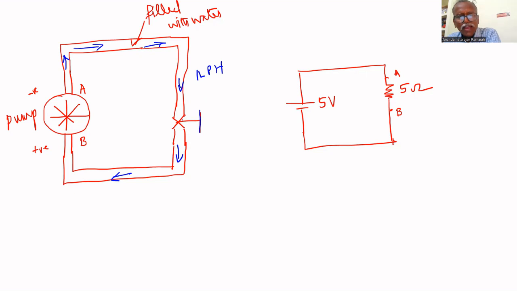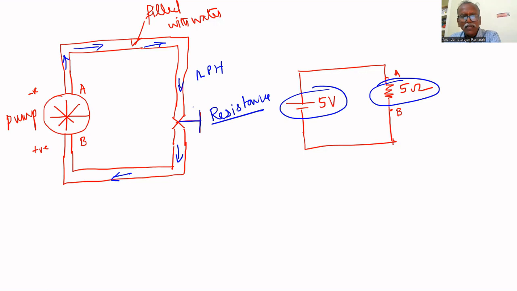If you close this valve, the tap, there will be a lower flow rate. This is identical to resistance in an electrical circuit. This pump is identical to a battery. This 5 ohm resistance is identical to this tap. If you adjust the opening of this tap, the flow rate will vary.